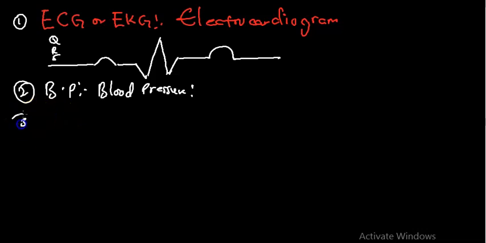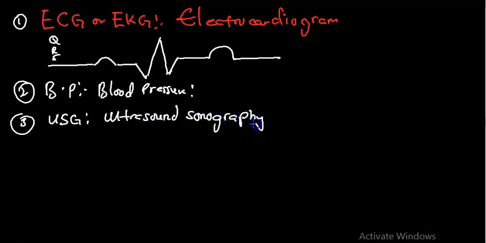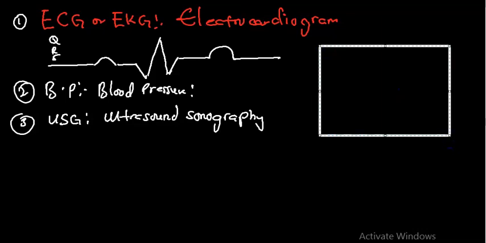The next thing we have on the list, we have the USG. So, in this case, USG simply means ultrasound sonography. What is ultrasound sonography? This is simply the diagnostic imaging technique that uses high-frequency sound waves to create real-time images of the inside of the body. Let's take an example with a pregnant woman. How does the USG work? Let's assume this is the display screen. This is how it looks.